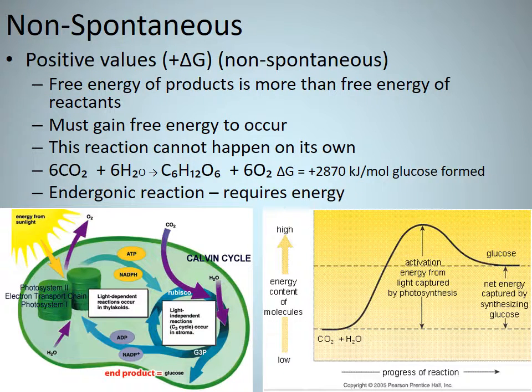Non-spontaneous, okay, this is the flip side. Now we're describing photosynthesis. This is when delta G is now positive. Essentially, the free energy of products is more than the free energy of the reactants, and we can describe this by simply calculating the bond energies in the reactants and the bond energies in the products, and then comparing the two.